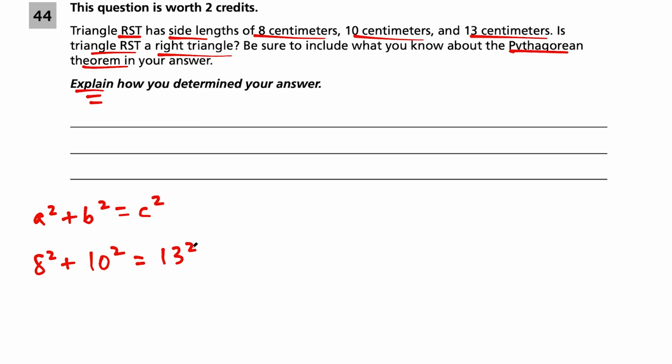So if these 3 sides make up the sides of a right triangle, they would satisfy this equation. But watch what happens. We're going to get 64 plus 100 equals 169, which would tell us 164 equals 169. This is not true. So this equation is not true, which tells us that these three sides cannot make up a right triangle.